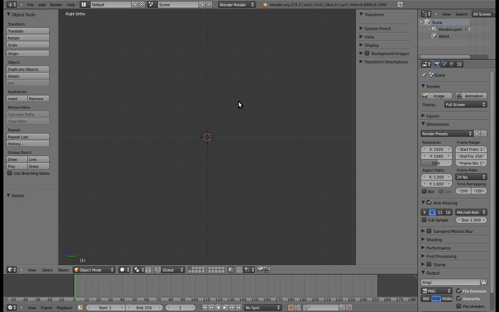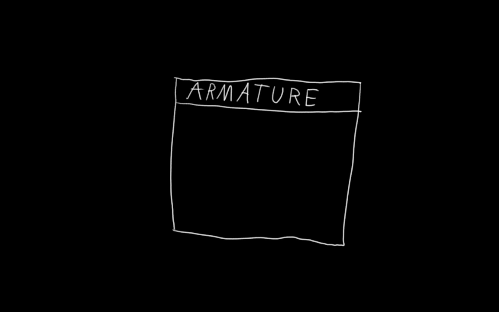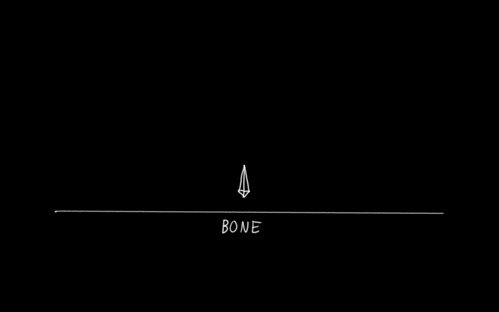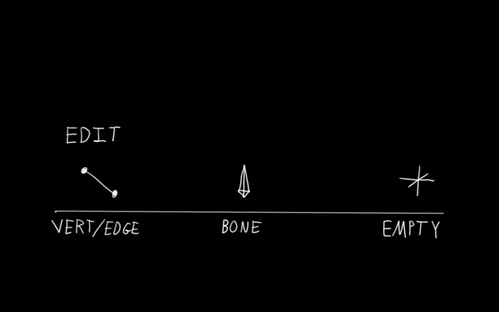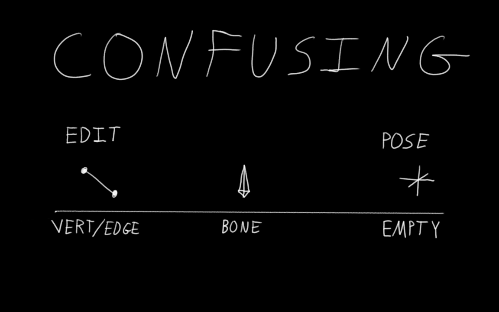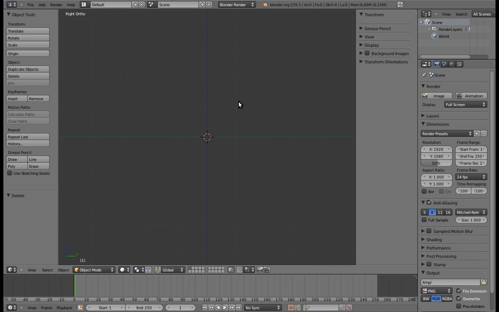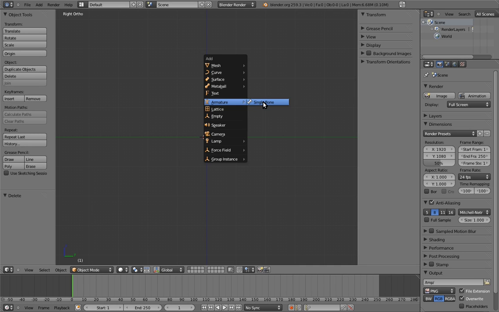But armatures are kind of a strange beast. They're objects that contain something called bones, and these bones are kind of halfway between being like vertices and edges and being like empties. Bones can be edited in a similar fashion to meshes, but they can be posed in a similar fashion as objects. In short, they are a confusing conundrum. But let's see if we can't make them a little less confusing by actually using them a little bit and demoing how they work. To start, let's add an armature.